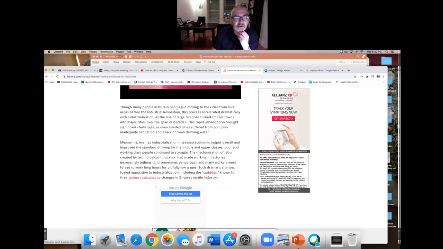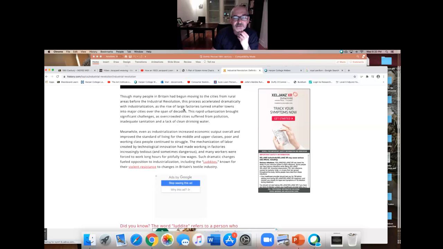So this article is from the history.com website, these two paragraphs right here. Though many people in Britain, and a lot in Great Britain, that's really where it got going first and fastest. There was a rapid industrialization in England in the late 18th, early 19th century. And that's the time we're in right now in this class.